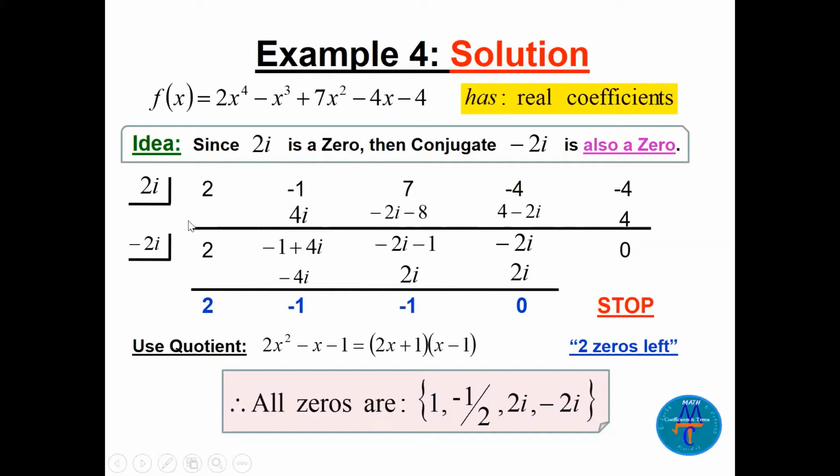Then we divide by the conjugate, minus 2i. Also, we should get the remainder 0. So we stop here. Why do we stop? Two zeros are left. So we have the quotient 2x squared minus x minus 1. We factor it, so we get x equals 1, x equals minus half. So these are all the zeros. If you cannot factor here, you can use the quadratic formula.